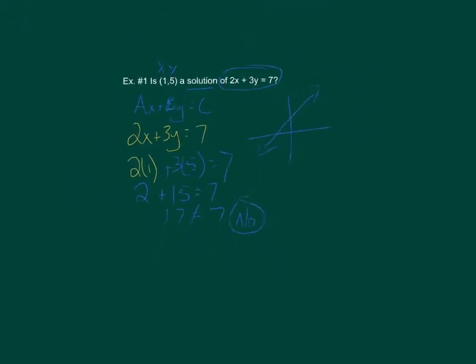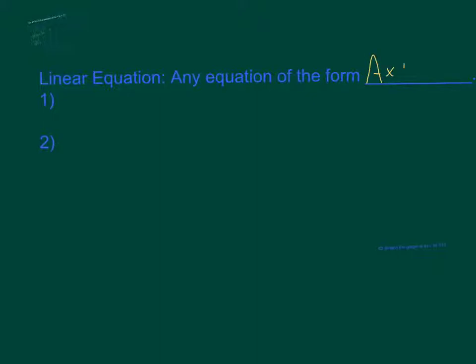Okay, so let me just tuck this example back up here in the corner, and I'm going to type out a definition and maybe the next example or two. Okay, so next definition I want to point out real quick is the definition of a linear equation. And we're going to talk about one in particular, and that's any equation of the form ax plus by equals c. Now, that's the standard form of a linear equation.